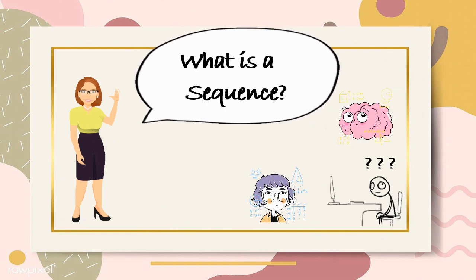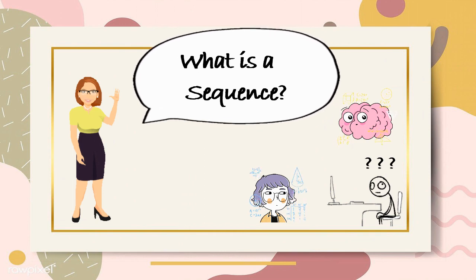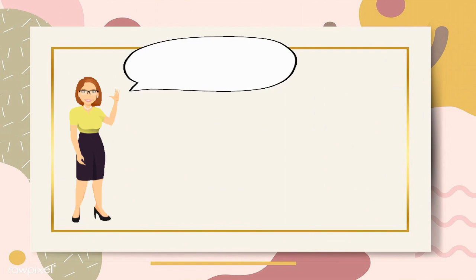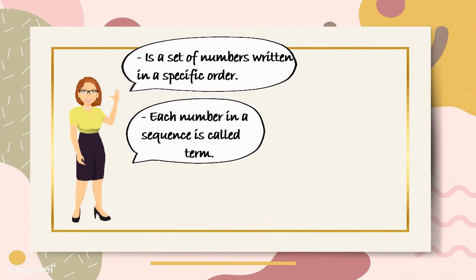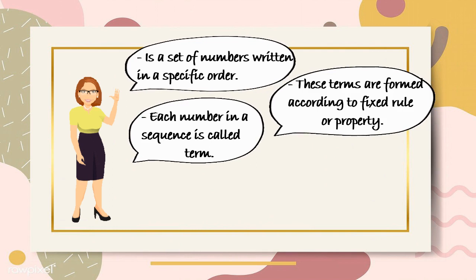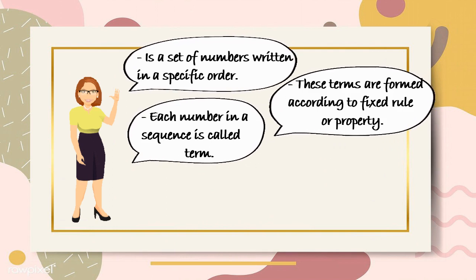Let's have a recap on our discussion. What is a sequence? Okay, a sequence is a set of numbers written in a specific order. Each number in a sequence is called a term. So these terms are formed according to some fixed rule or property.